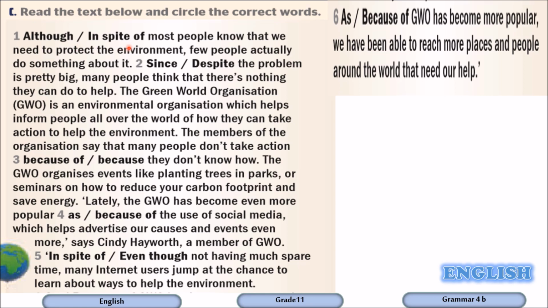Now let's check the sentence. Most people know that we need to protect the environment. So most people is the subject, know is the verb. So the answer is very good, although. Let's move on to the next one.